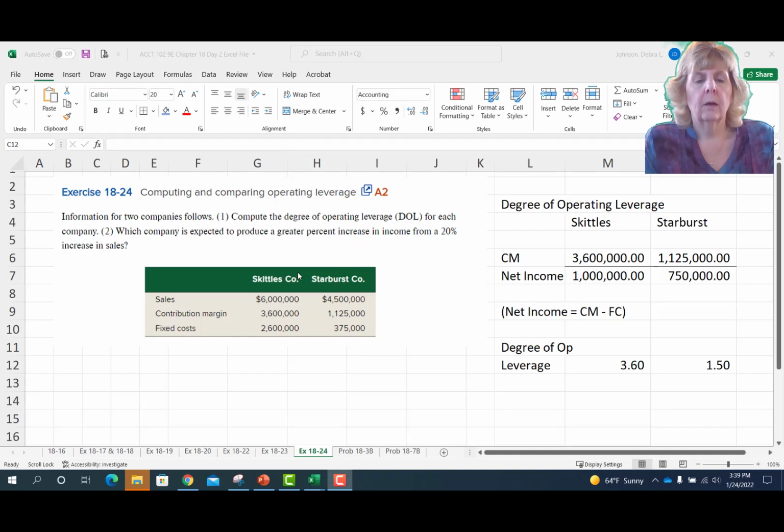Degree of operating leverage is computed for Skittles and Starburst. That's all I needed in the middle of a busy day, is to be tempted by candy.